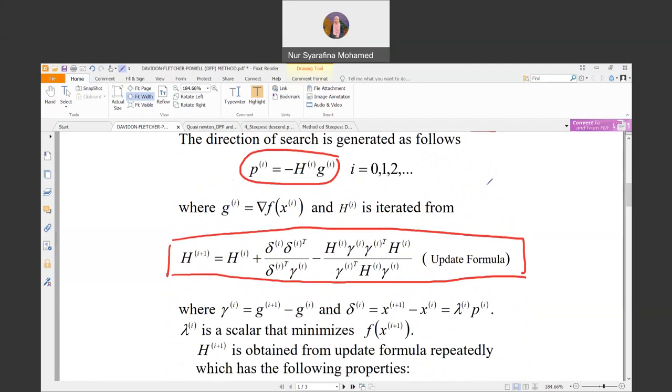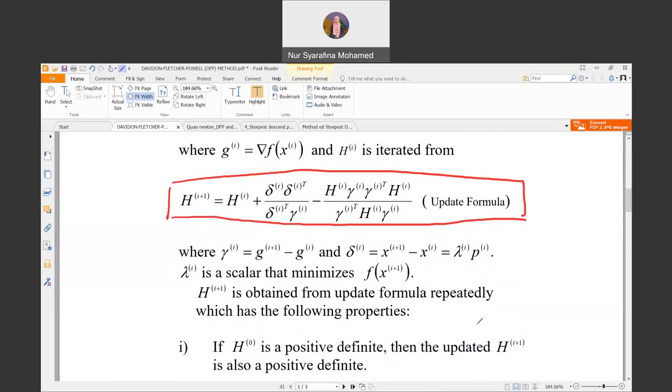We have gamma i equals g_{i+1} minus g_i, and delta i equals x_{i+1} minus x_i, which equals lambda_i p_i, where lambda_i is a scalar that minimizes the function, and H_{i+1} is obtained from the update formula repeatedly, which has the following properties. So this is how we update the value of H, where this is delta, this is gamma. How can you find delta and gamma?